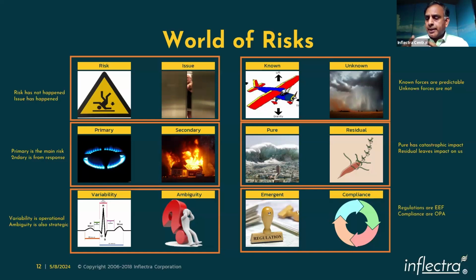Emergent and compliance is another one. The regulations that we are constantly talking about are EEF, which stands for Enterprise Environmental Factors. You have to study them, you have to know what the impact is, and you have to implement them. But compliance is more about the organizational processes, which is OPA. Did you do what you said you will do? Show me the evidence that you have done it. This is where traceability, auditability, transparency, all those elements come into play. So these are different categories of terms that people use, that many times people do not necessarily pay attention to, and it introduces a risk by itself.